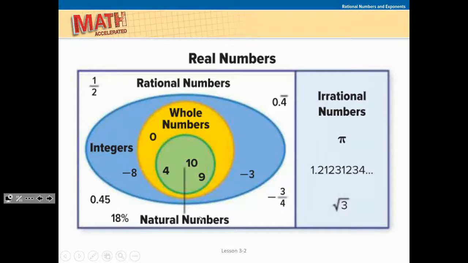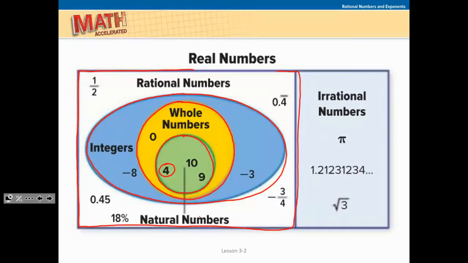Copy this into your notes. You should have this whole real numbers diagram. We call it a Venn diagram, where we can see overlapping ideas. Let's take the number 4, for example. It is in the natural number circle, which means it's also in the whole number circle, which means it's also in the integer circle, which means it's also in the rational numbers box.